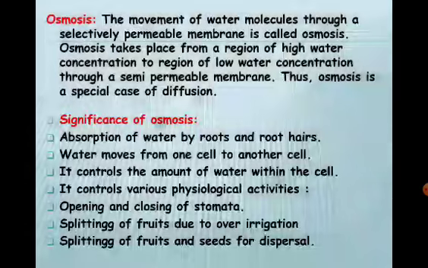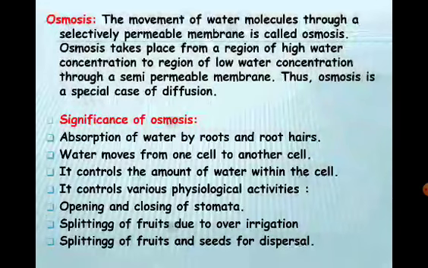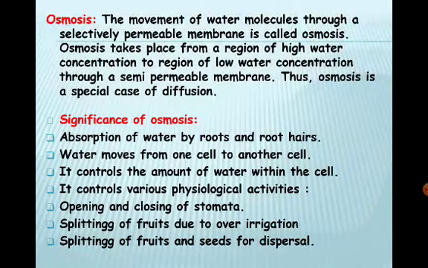Now let's see the special condition of diffusion. Diffusion is for all the substances. Let's say if it is solid, if it is a gas, if it is water, then that is considered as a diffusion. But if diffusion is particularly occurring for water molecule, then that process is called osmosis. So we can define osmosis as the movement of water molecule through a selectively permeable membrane.